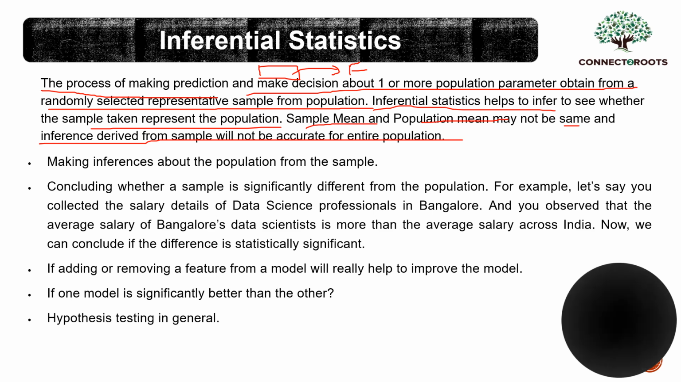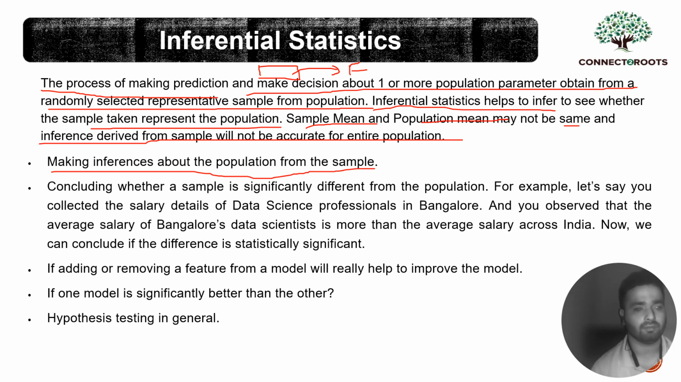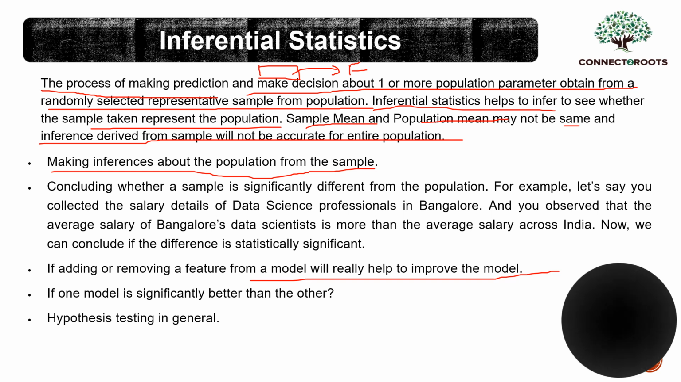So what are its characteristics? Make inferences about the population from the sample, concluding whether a sample is significantly different from the population. For example, let's say we have collected the salary details of all the data science professionals in Bangalore, and you observe that the average salary of data science is more than the average salary across India. Now we can conclude if the difference is statistically significant or not. If adding or removing a feature from a model will really help to improve the model, we need to see. We will come to know how, if adding one feature.